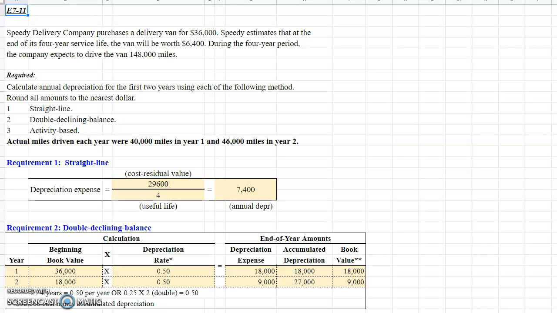Hello. Today we're going to look at the three main depreciation methods: straight line, double declining balance, and activity-based. We're going to use exercise 711 that's in your textbook.